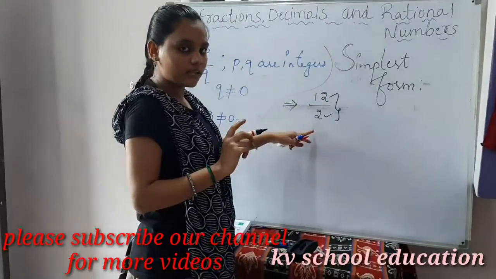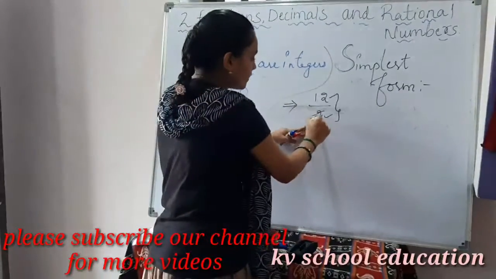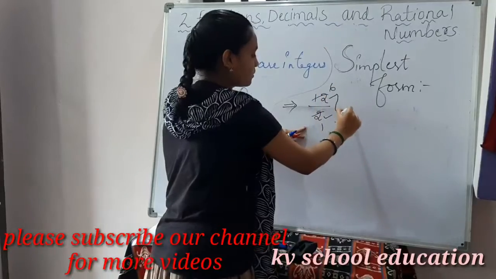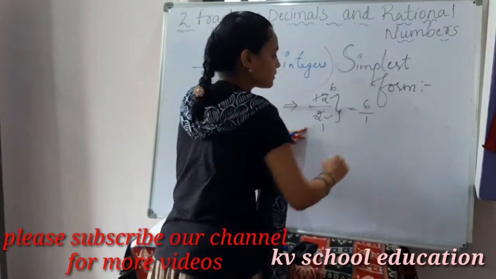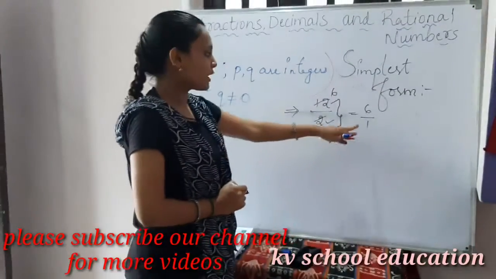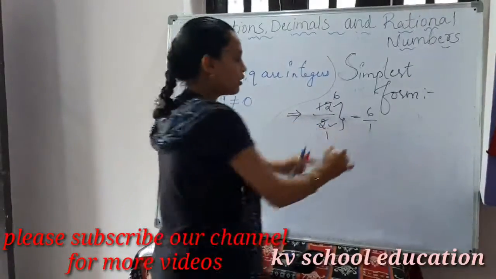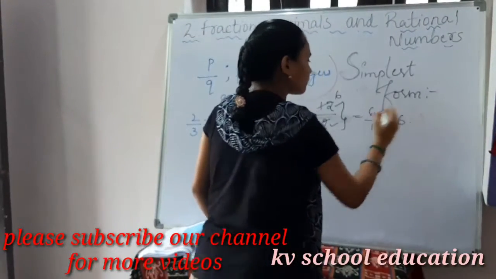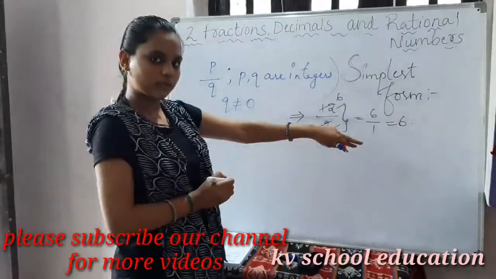So I think it comes in the 2 table. 2 ones are 2 and 2 sixes are 12. So 6 by 1 is the simplest form, and no more cancellations. Okay? Or 6 by 1, or 6. If there is no denominator, we should take it as 1.